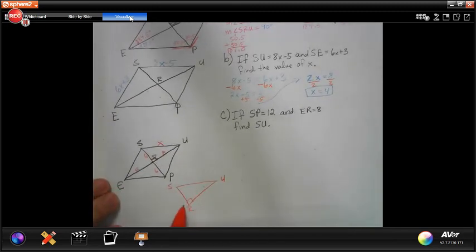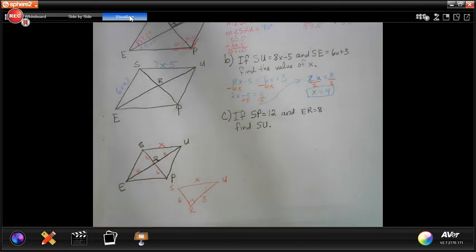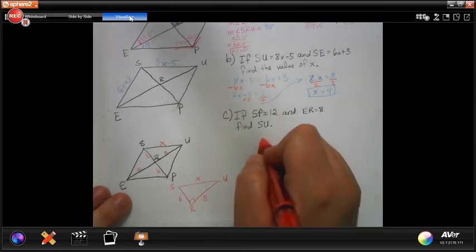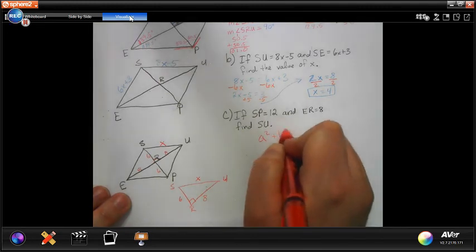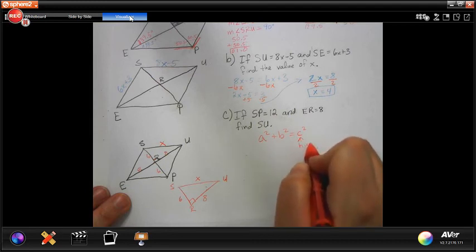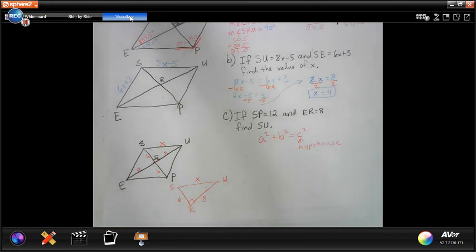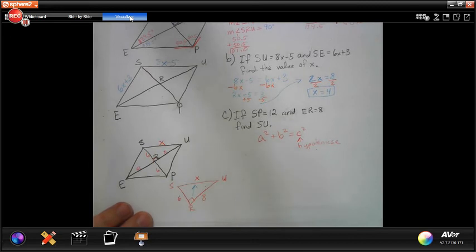So now we have this triangle. SU I called X. RU is 8. RS is 6. This is a right triangle. On a right triangle, you could do the Pythagorean theorem. You've done this before. You know it as a squared plus b squared equals c squared. The only important part of that is the hypotenuse. It doesn't matter the other two sides, which one is A, which one's B. What does matter is the hypotenuse. Remember that the right angle points to the hypotenuse.